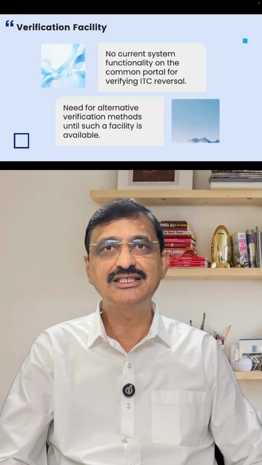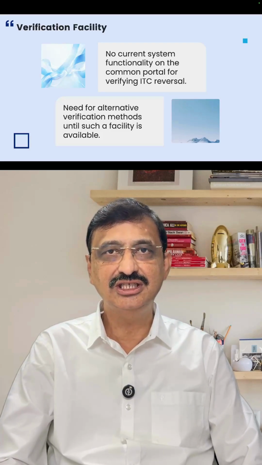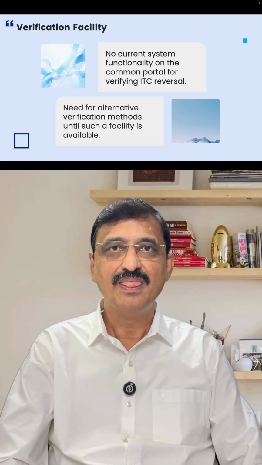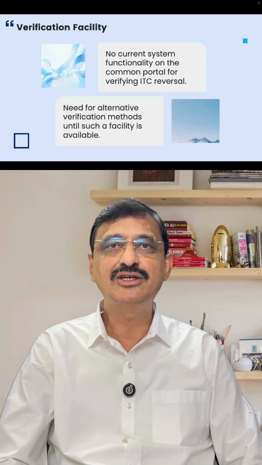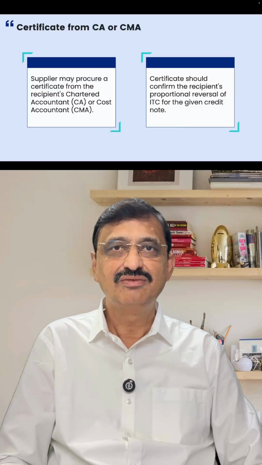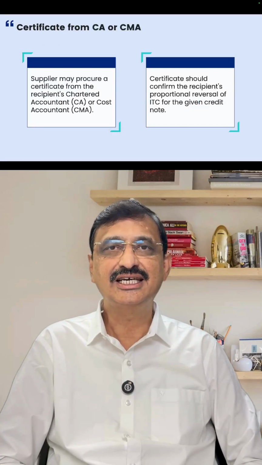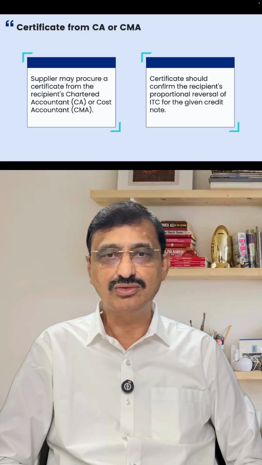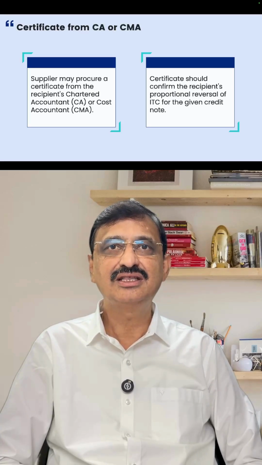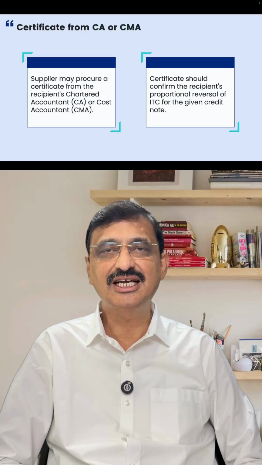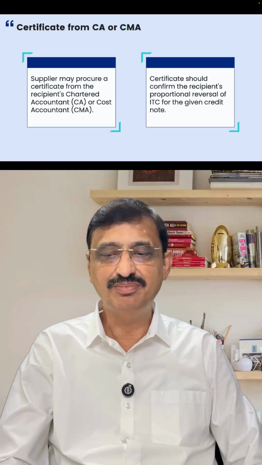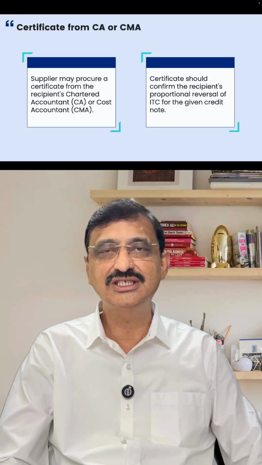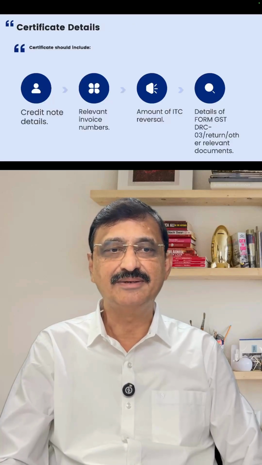So, until such mechanism is introduced in the GST website, they have requested an alternative mechanism for verification, whereby CBIC has directed that the supplier has to obtain a certificate from a Chartered Accountant or Cost Accountant certifying that the proportionate input tax credit has been reversed by the recipient on issue of the GST credit note by the supplier.